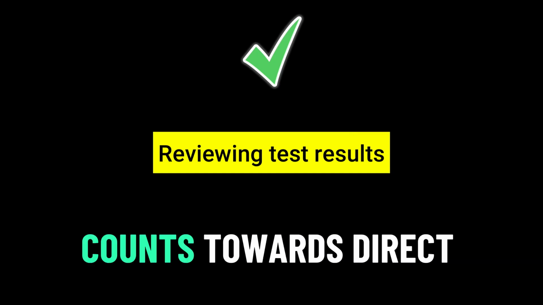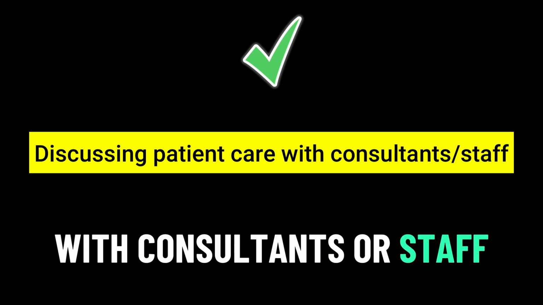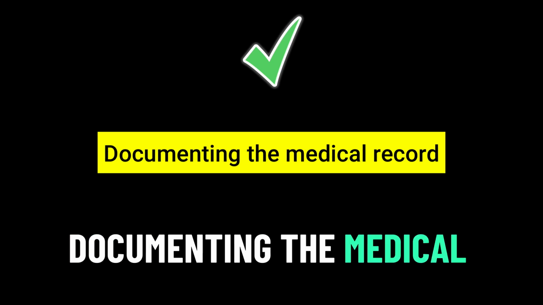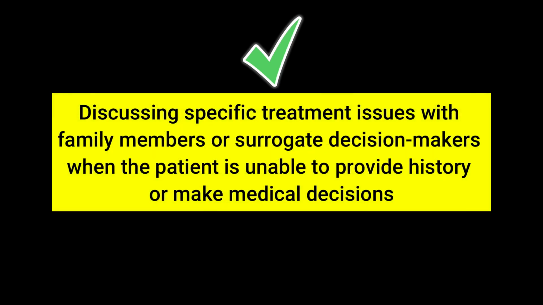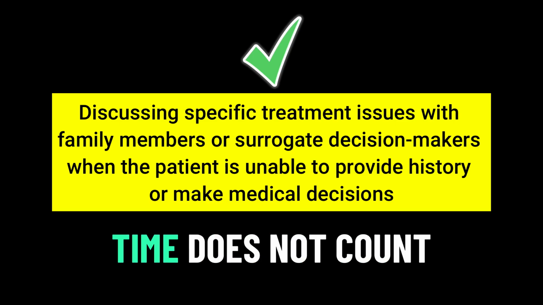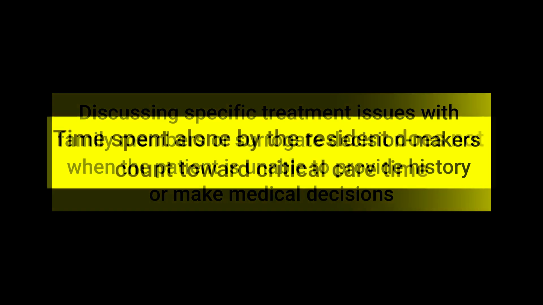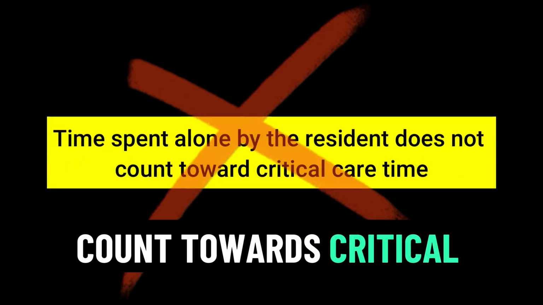Reviewing test results counts towards direct patient care. Discussing patient care with consultants or staff actually counts as direct patient care. Documenting the medical record counts towards direct patient care. Also, discussing specific treatment issues with family members or surrogate decision makers when the patient is unable to provide history or make medical decisions, that counts. But the time does not count if you are just informing the family of the patient's condition. Finally, time spent alone by the resident does not count towards critical care time.